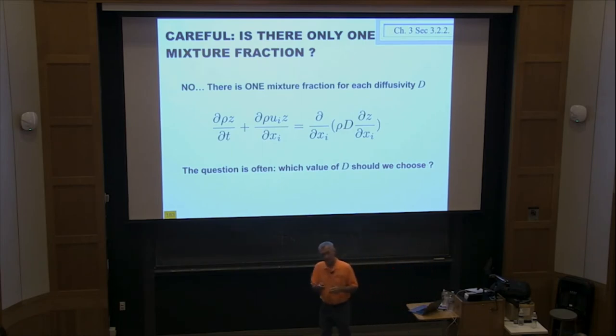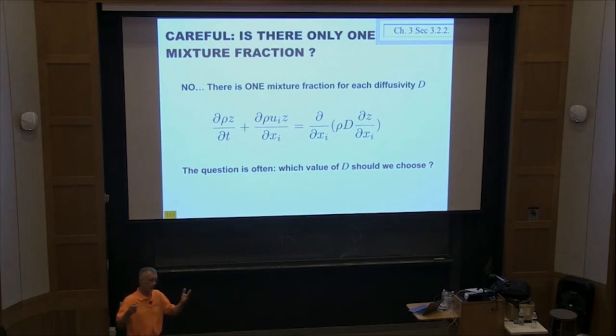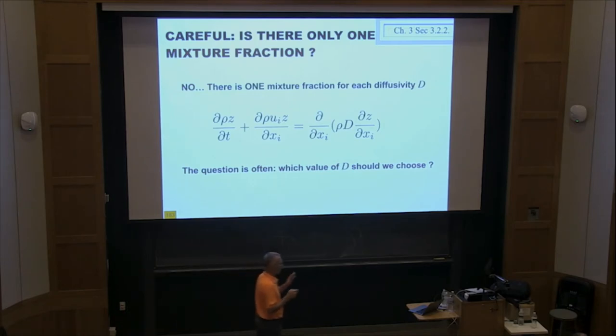I'll come back to that. You could say there's only one mixture fraction. No, it's not true. There is one mixture fraction for each value of D, the diffusion coefficient. Because if you change D, and that's a big problem for us in combustion, it will be a different mixture fraction. For the moment, we will assume there is only one value of D to keep our life simple.